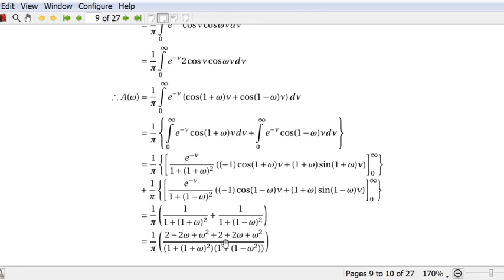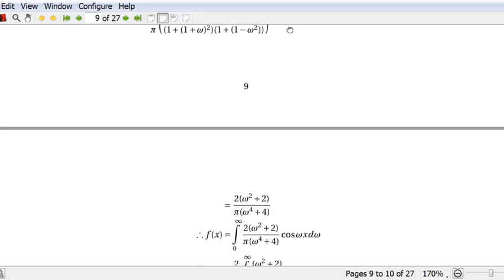Minus 2 omega and plus 2 omega get cancelled. 2 plus 2 is 4, minus 2 plus omega square, 2 omega square. So we can take 2 outside. That is the next step: 2 into omega square plus 2, divided by the denominator. This is of the form 1 plus omega square into 1 plus 1 minus omega square.